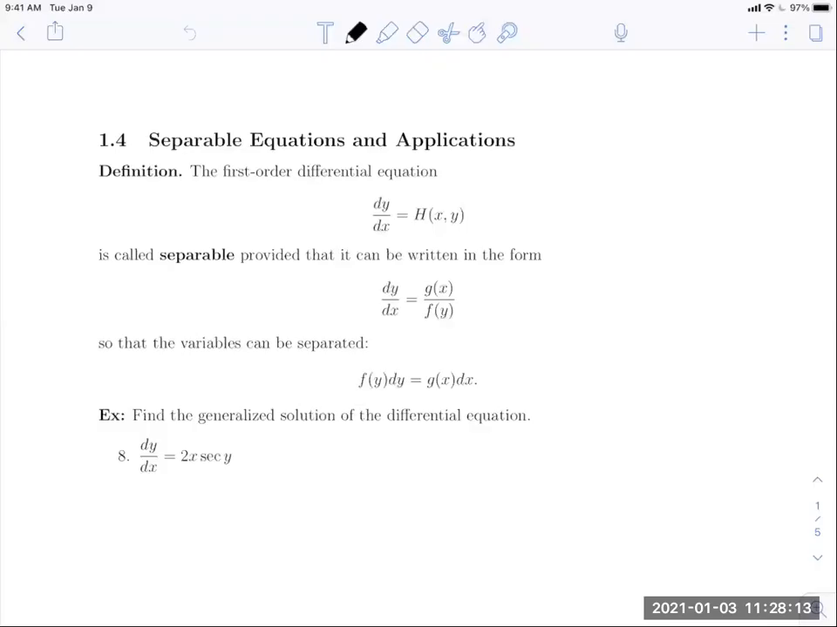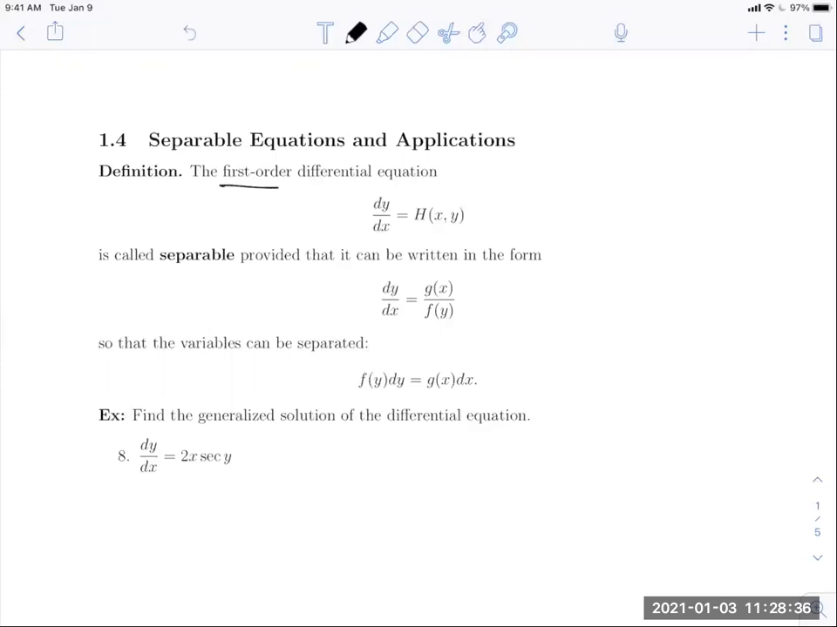In section 1.4, we're finally going to learn our first technique for solving a very particular type of differential equation, which is called separable equations. And we will end the section talking about various applications that can be used with separable differential equations. So first, let's define what it means for a differential equation to be separable.